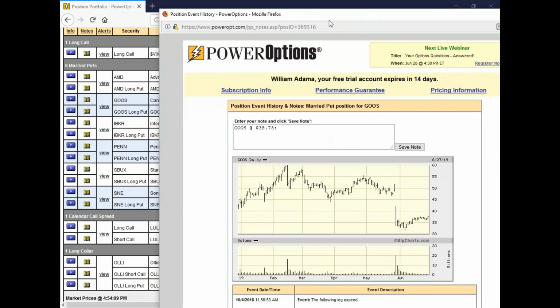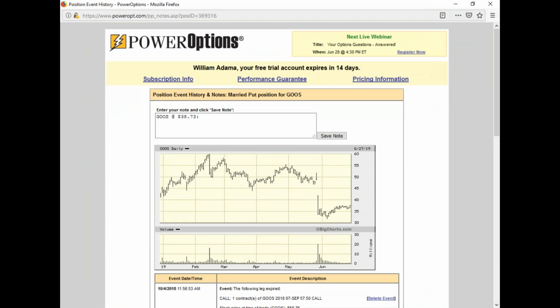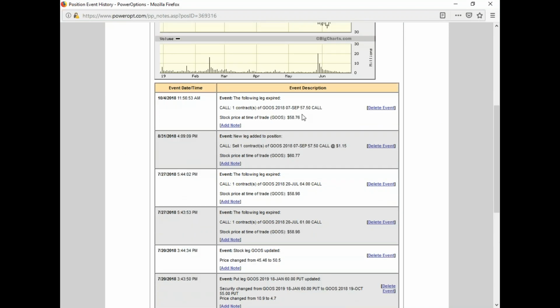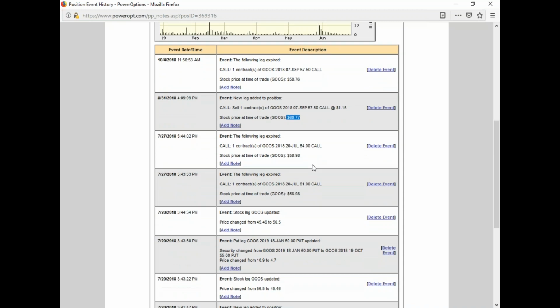There we go. Now this should, in theory, be a closed position because the put passed expiration. But see, here you go. Here's all the trading notes I did for this position. I could have added more to it. But you see, stock price at the time of trade, following leg expired. I sold one contract September 57.50 at $1.15 when the stock was at 60.77. Bought a 64 call here.